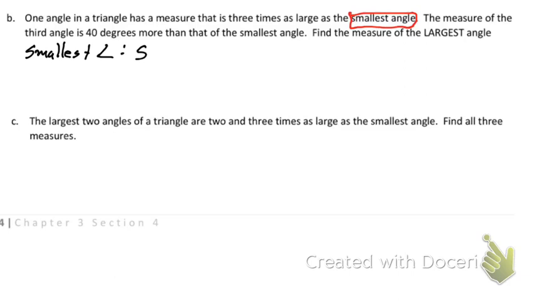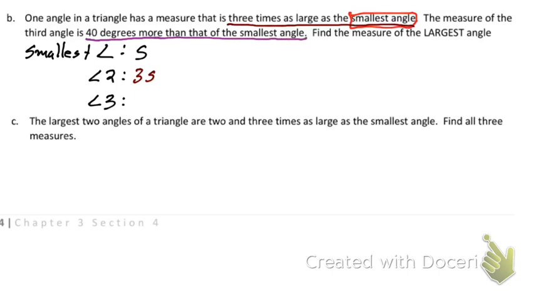So we have 3 angles. We have the smallest angle, we have angle 2, and we have angle 3. Well, it says one angle of the triangle has a measure that is 3 times as large as the smallest angle. 3 times would mean it's 3S. Now let's go ahead and find the last one. The last one says the third angle is 40 degrees more than the smallest angle. 40 degrees more means just add 40 degrees. So we're going to have 40 degrees plus S.